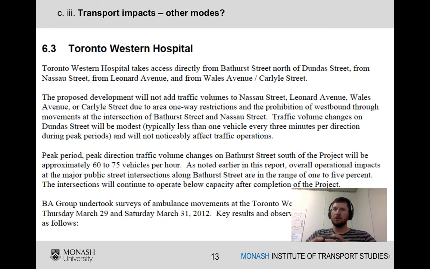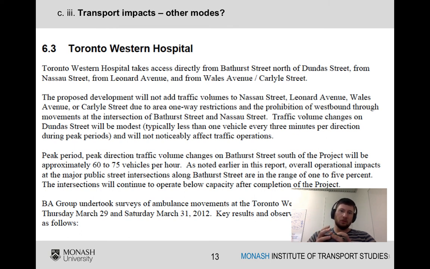Here we are back at the Bathurst Street example. You'll remember from some of those site location maps that the Bathurst Street site is actually just really close to the hospital, which means that there's ambulances coming down. And so if you've got an ambulance coming in all the time, you are actually going to have to think about, are you going to have an impact on people getting to the hospital?